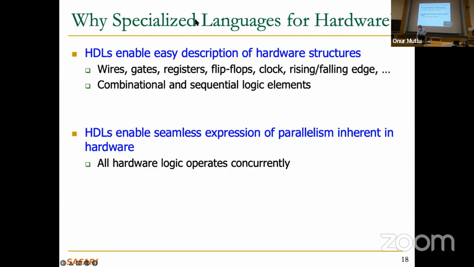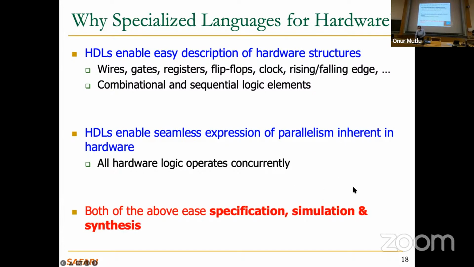So these are the two major reasons why we need specialized languages, because existing languages don't easily express hardware structures, although it's possible to extend them for this. And existing languages really are terrible, let's say, at this inherent parallelism, and they cannot express that. And both of the above really ease specification, simulation, and synthesis.